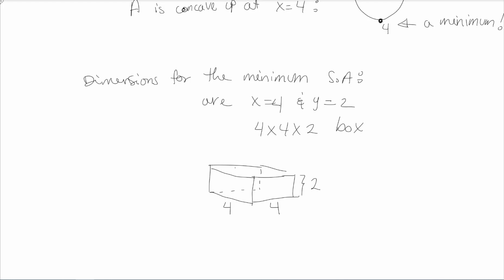Now if you were asked for the volume, well, we already know the volume is 32, but you can check it. 4 times 4 is 16, times 2 is 32. If you were asked to find the surface area, then you would plug it into the area formula to get the actual surface area.